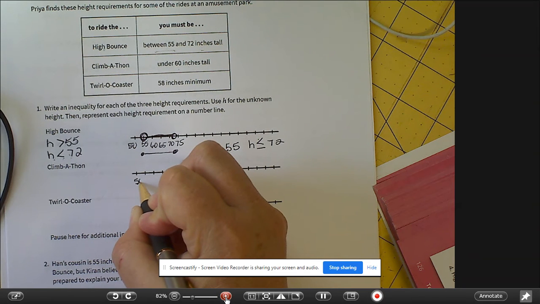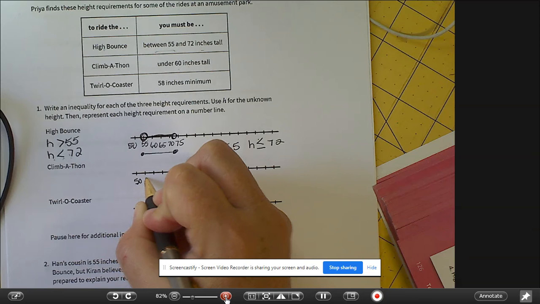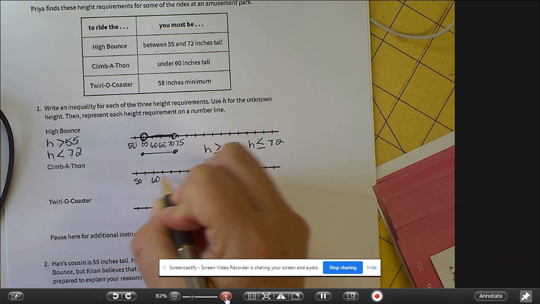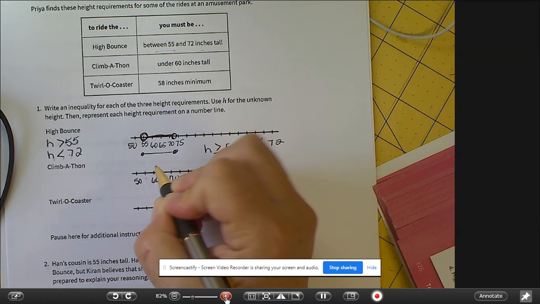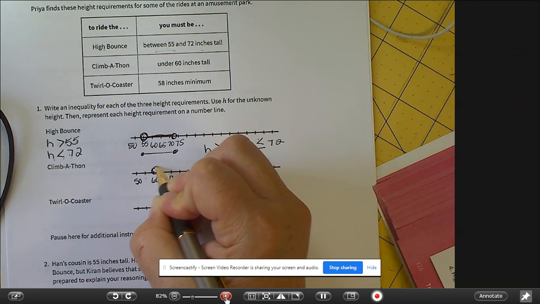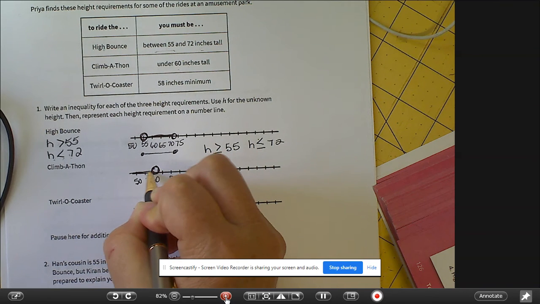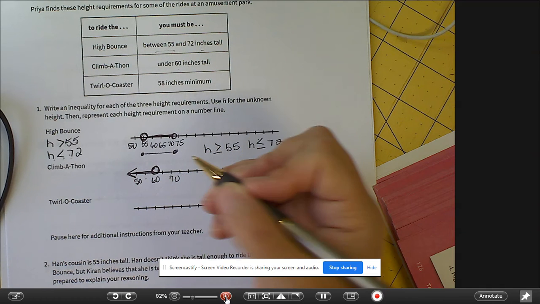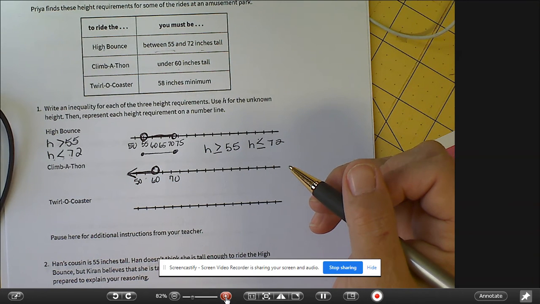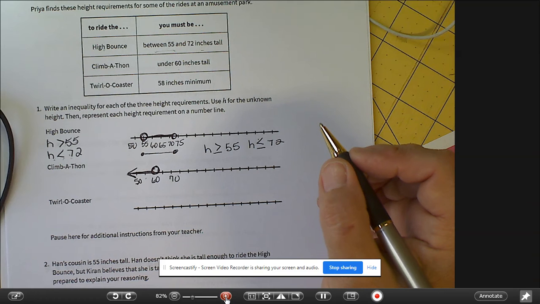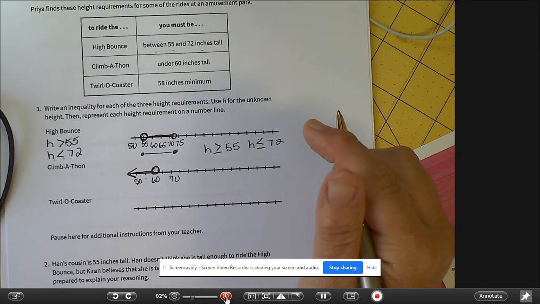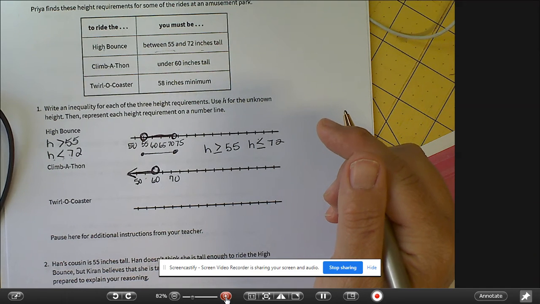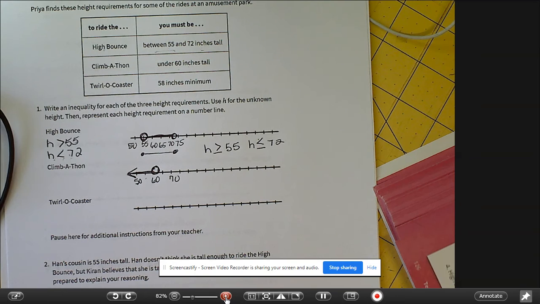So let's say 50, 60, 70, and we're going to say less than 60. So it's going to be an open circle and your arrow going to the left. So plotting these points on the number line is what they're talking about when they say graphing. So just to make that clear, it's not always going to look like a graph, like a bar graph or a line graph or a dot graph.